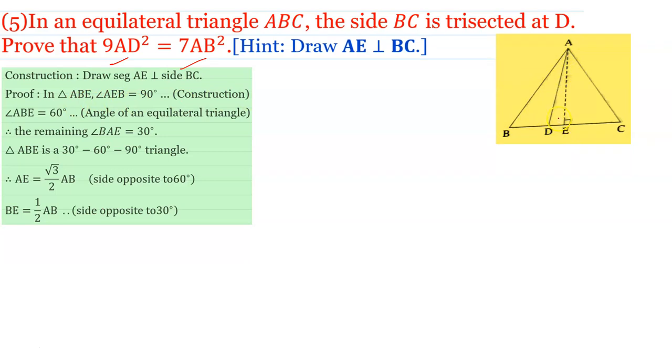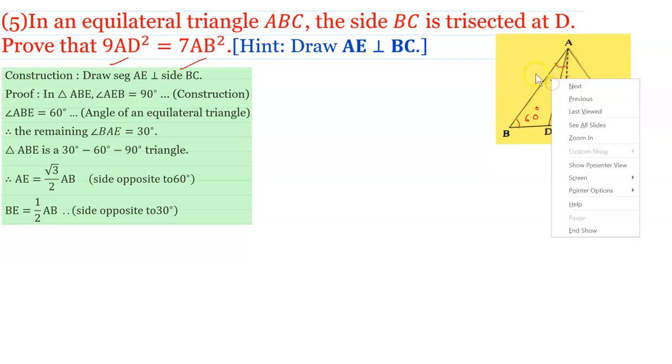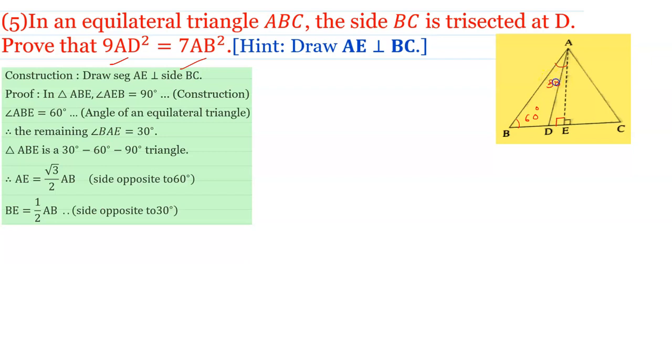Angle AEB is 90 degrees, which is the construction. Angle ABE is 60 degrees because the given triangle is an equilateral triangle, so its angles are 60 degrees. As this angle is 90 and this is 60, the angle BAE is 30 degrees. So by the 30-60-90 triangle, it becomes a 30-60-90 triangle.